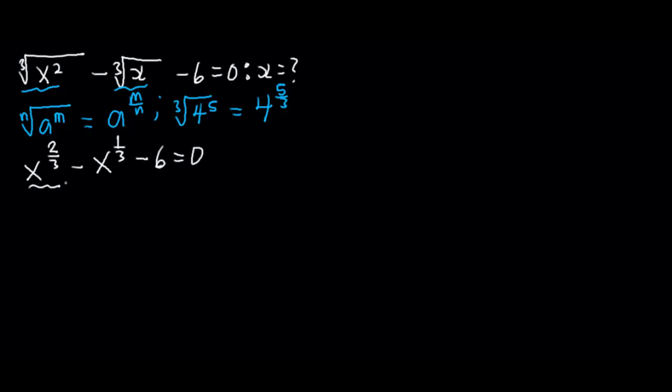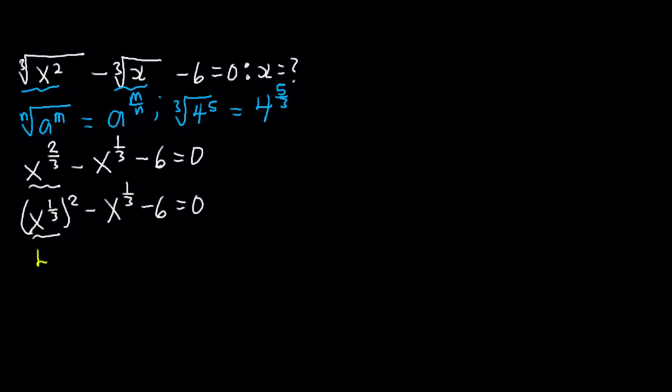Now I'm going to rewrite this. Rewriting x exponent 2 on 3, it is the same as x exponent 1 on 3 all squared, minus x exponent 1 on 3, minus 6 is equal to 0. Before we can proceed further, we need to represent x exponent 1 on 3 in this equation with another variable. Then after that, we make a substitution to find the value of x.